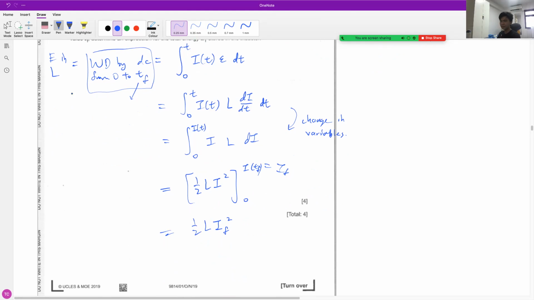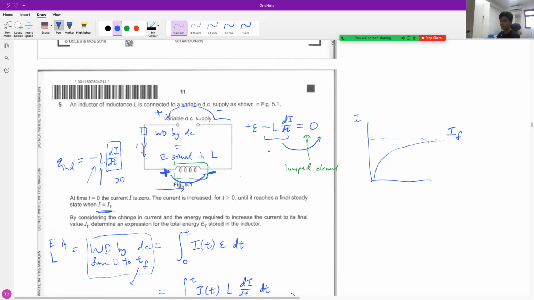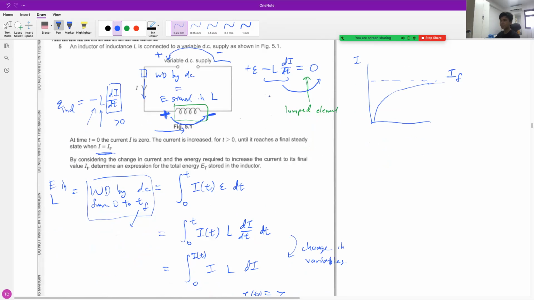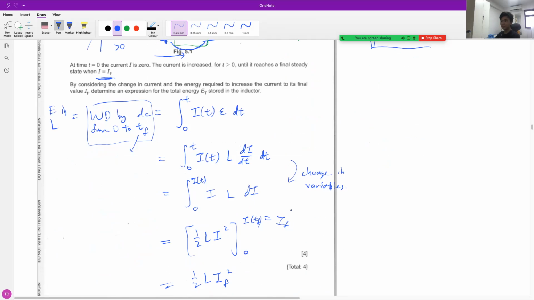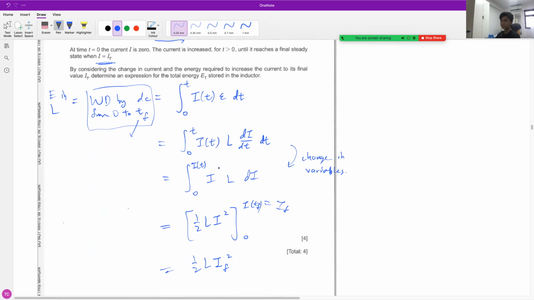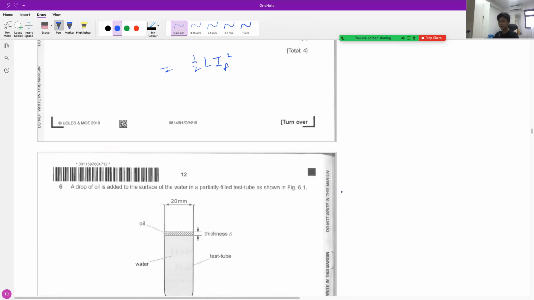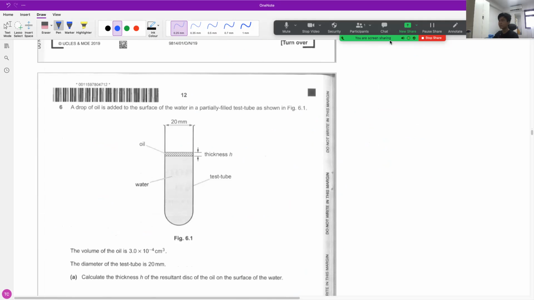So in the end, the energy stored in the inductor equals the work done by the DC power supply from 0 to time T_F, where T_F is actually infinity, and it equals this integral. By using Kirchhoff's voltage law, we're able to express epsilon in terms of this differential over here. Then we do a change in variables, and as a result you end up with this thing here. So that's it for question 5. Let's go on to question 6 in the next video.